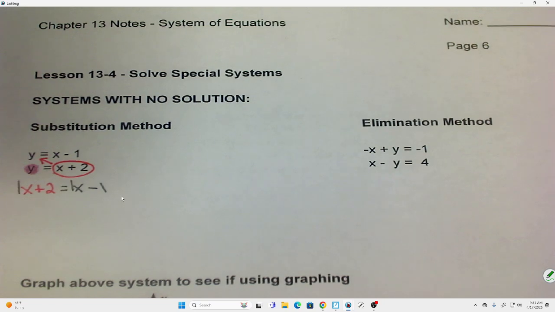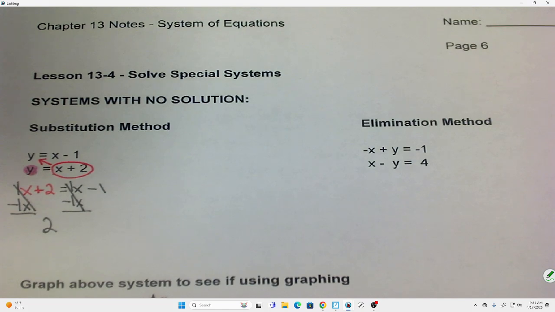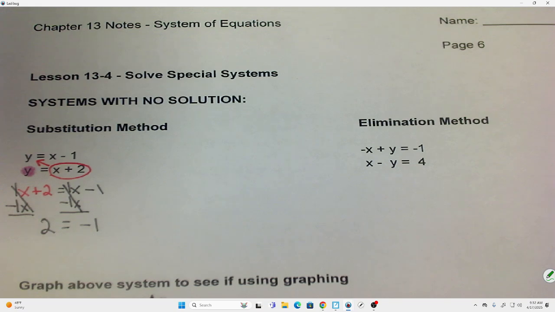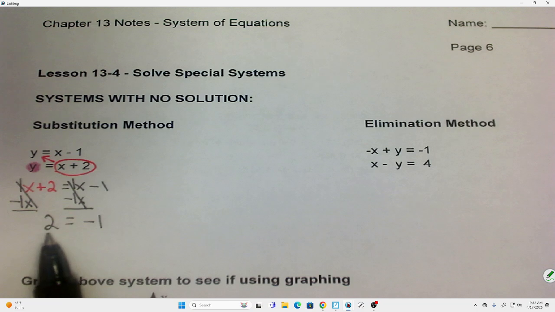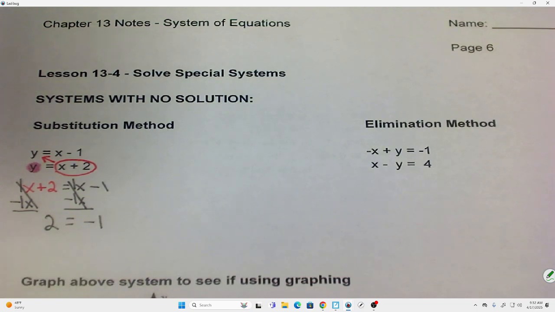But when we decide to get all the variables to one side, by subtracting 1x, when we do it to the other side, right here, we find out that it cancels x's on both sides of the equation. So what's that leave us? 2 on the left and negative 1 on the right. And so as a result, we have no variables left over, and 2 does not equal negative 1. It says it does, but it's a false statement, so we know that this is a no solution.